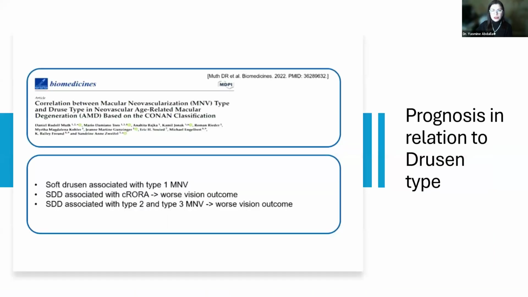So what's the prognosis in relation to drusen? Why did I spend that much time talking about drusen initially and not just jump into the exciting new treatments? It is because the type of drusen can give us a little insight on how the patient will progress. For instance, soft drusen are associated with type 1 neovascular membranes. Subretinal drusenoid deposits are associated with CRORA, historically known as geographic atrophy, which can cause worsening of visual outcomes. And also, they are associated with type 2 and type 3 neovascular membranes, which can also lead to worse visual outcomes.